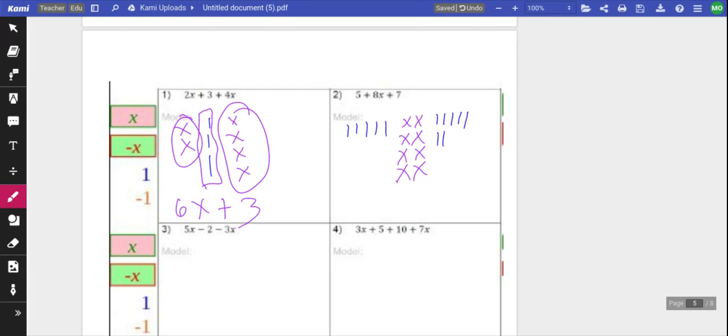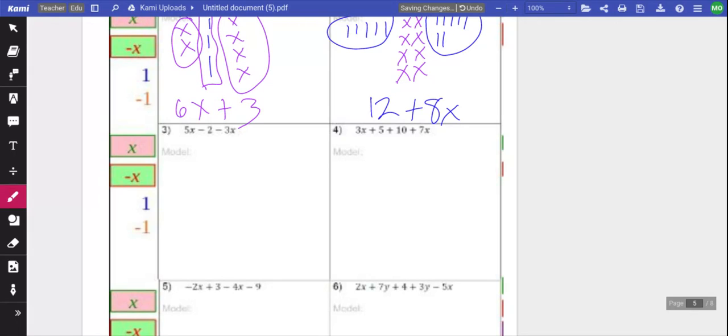So if I combine all of my 1s together, here's 5, 5 is 10, and 2 more, so that's 12, plus, and then how many x's did I have? Just my 8x. All right, so the first 2 are kind of easy to model. Everything's positive. There's nothing being canceled out.